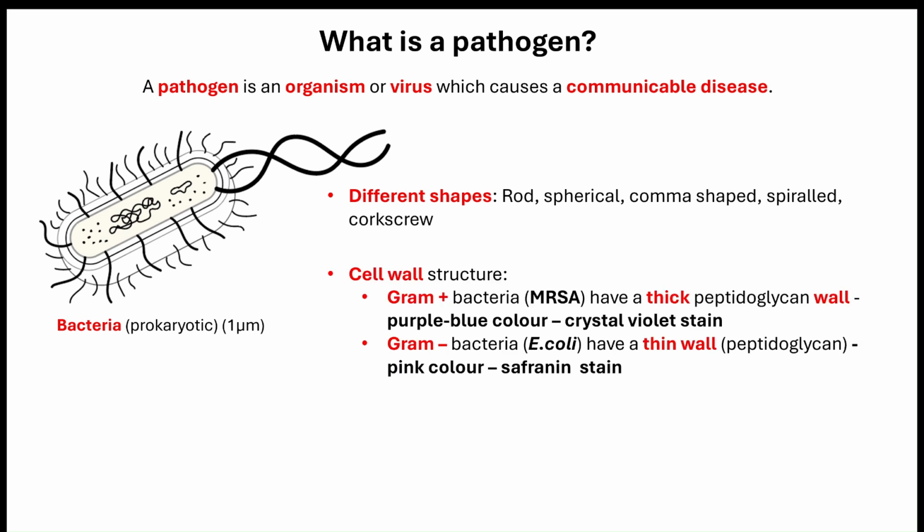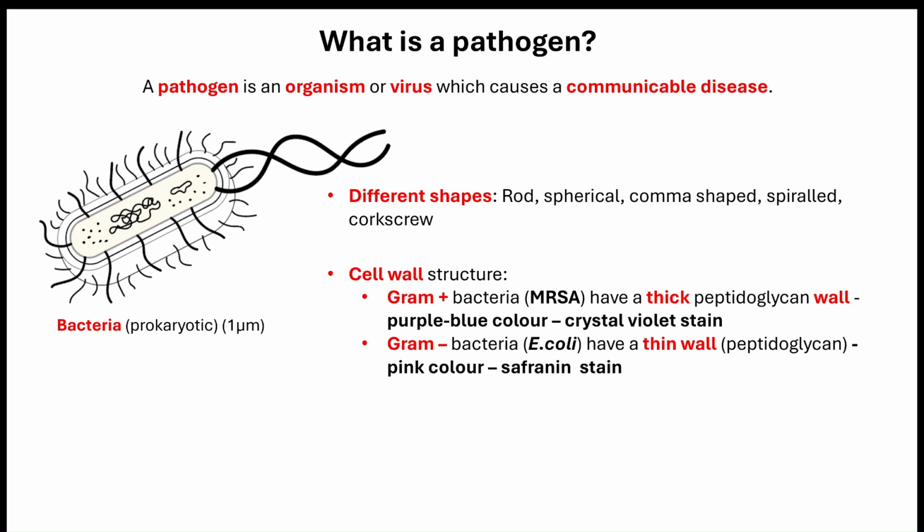Well, we tend to look at their wall structure and we use the staining process to help us. So if it is a gram-positive bacteria, for example, MRSA, they have a thick peptidoglycan wall and they will therefore colour purple or blue when we use a crystal violet stain.